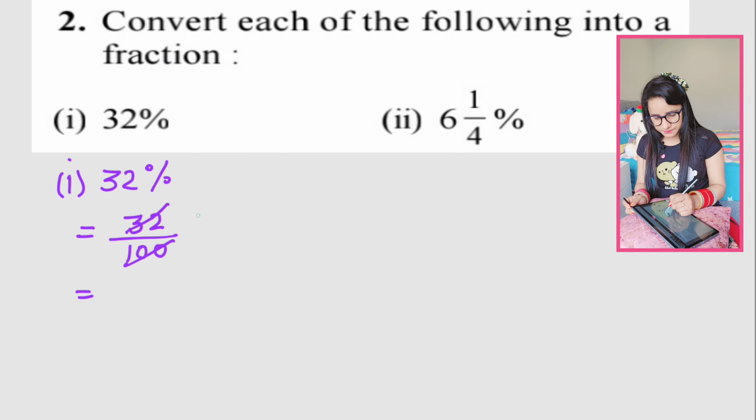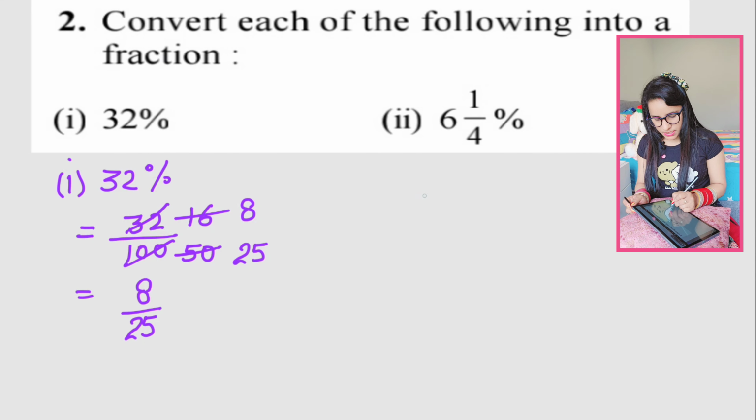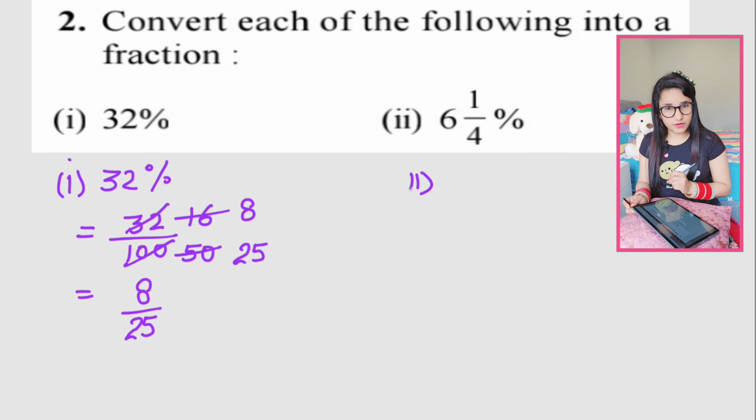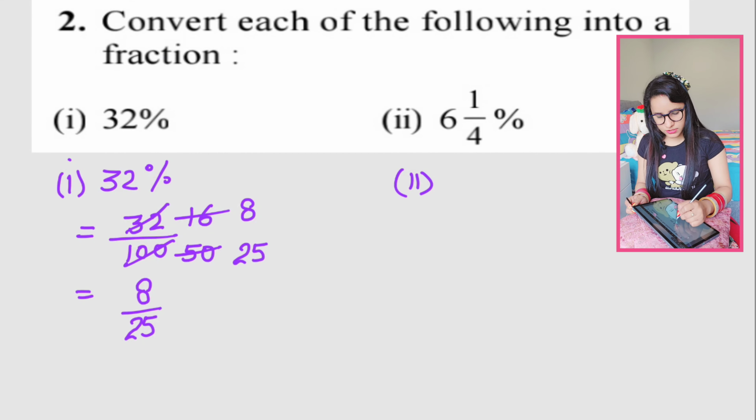You will get here 16, and at the bottom you will get 50. On simplifying further, you will get 8, and at the bottom you will get 25. So your answer will be 8 upon 25. Okay, let's try out the second one here.